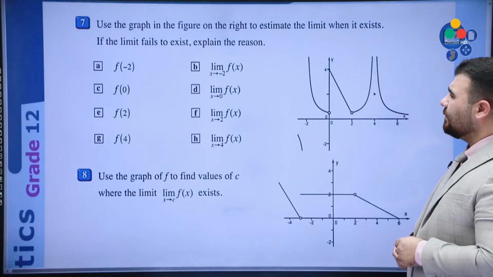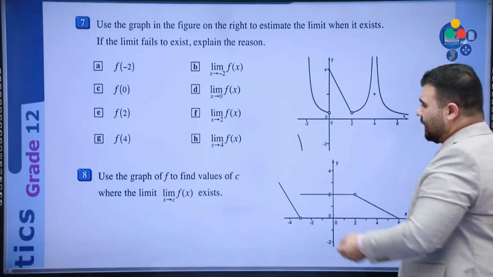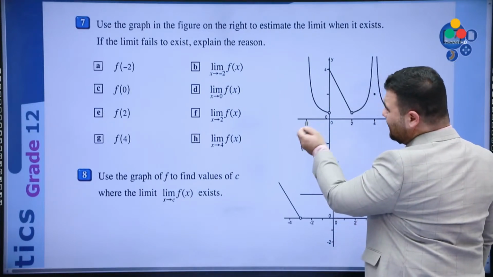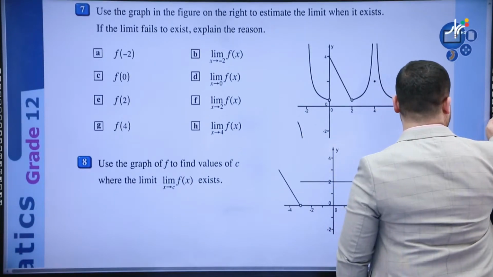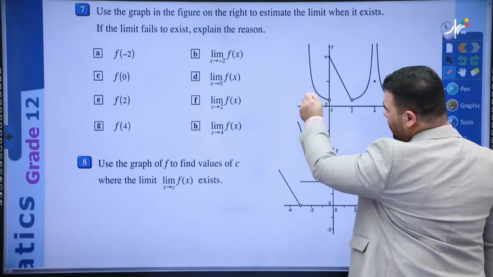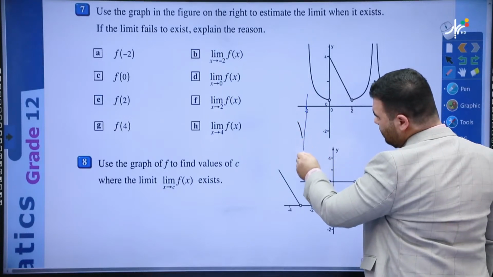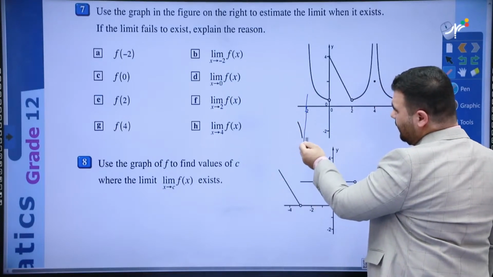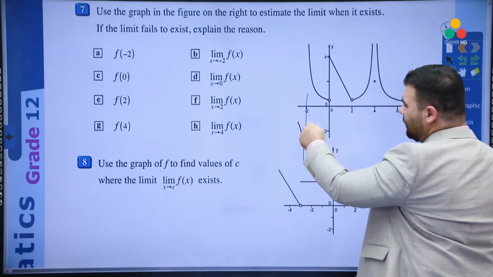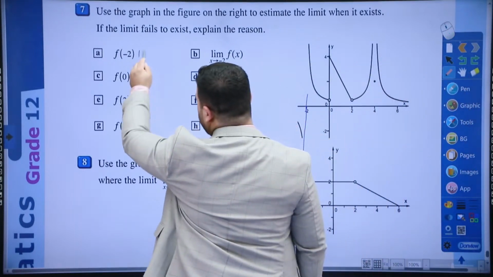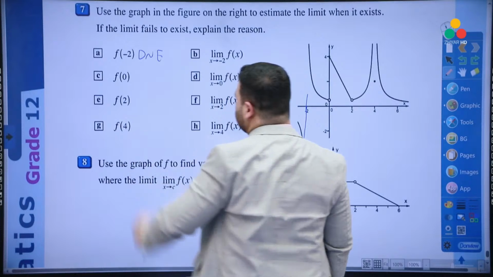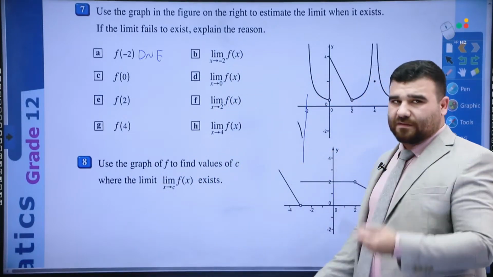Part A. f of negative 2. When x is negative 2, the graph is going down. There is no graph right in front of -2. Then we can say f of -2 does not exist, or is undefined on the graph.